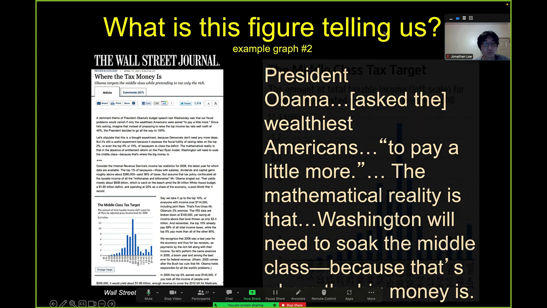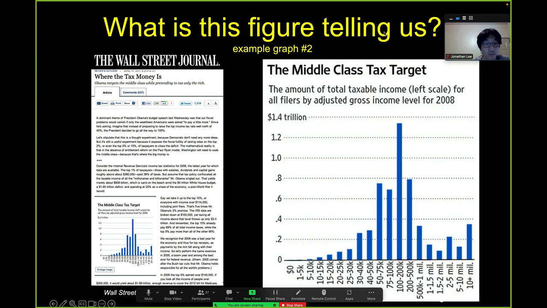That little graph right there is right here. This is the figure they offer up to show that actually, in fact, the people that are paying the most taxes are the middle class. So tell me what you think about this figure. Is this a robust figure, good figure, bad figure? What do you guys think?